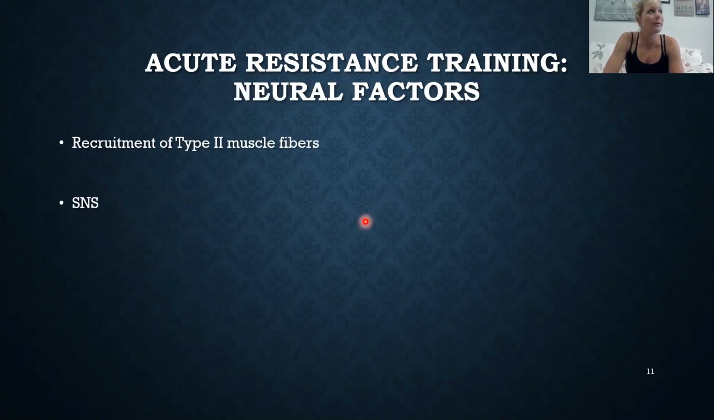Okay, what about the nervous system? How is the nervous system affected by acute resistance training? We're going to recruit type 2 muscle fibers, those fast twitch muscle fibers. Again, those will be activated and utilized when we're doing strength training. We're also going to activate the sympathetic nervous system. The extent to which we activate that certainly has to do with the intensity of the exercise bout that we are completing.